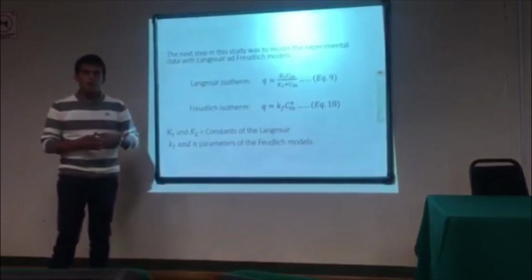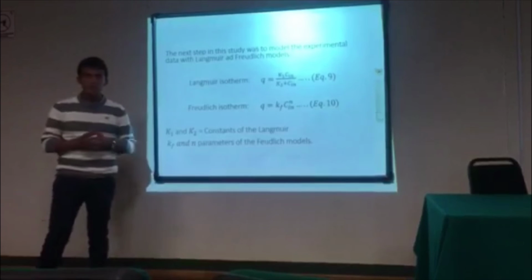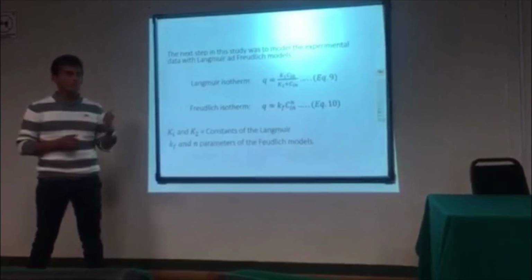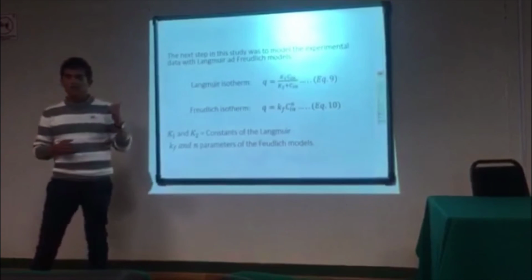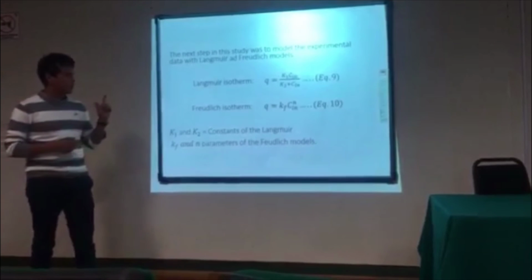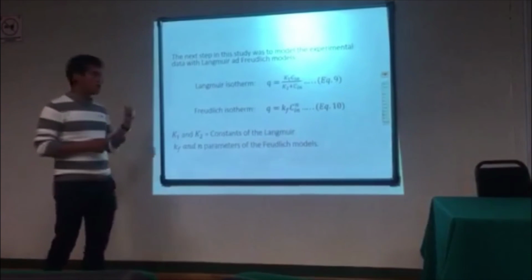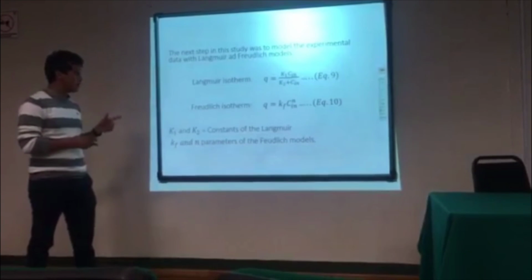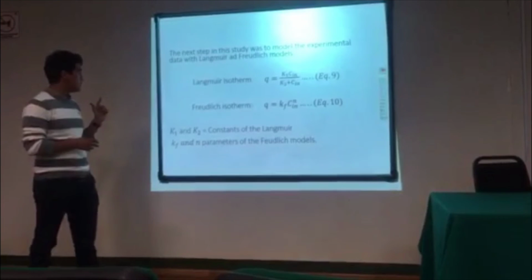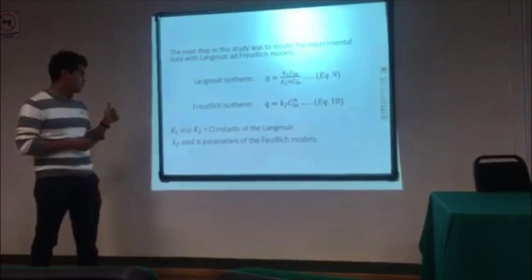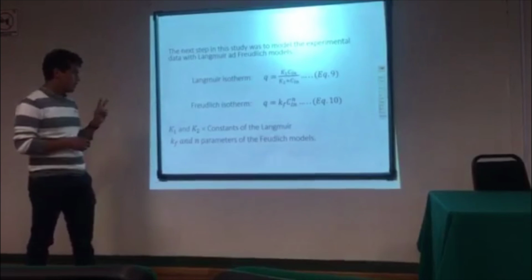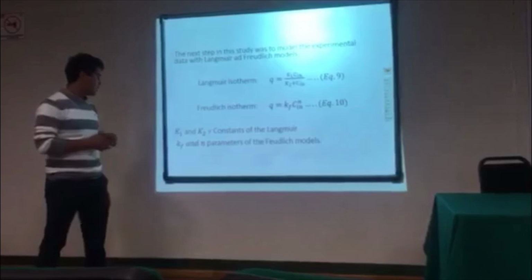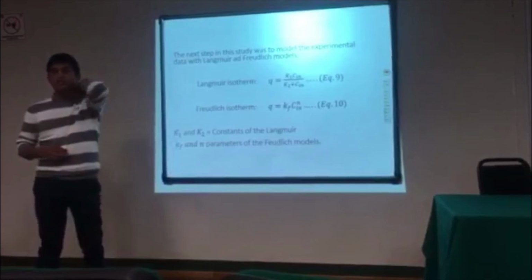In the next step, this study was to model the experimental data with Langmuir and Freundlich models. In the first one, we show the Langmuir isotherm, and this is the equation for this kind of isotherm. And the second equation is the Freundlich isotherm. And in both of these equations, K1 is the constant of Langmuir, and K2 is the constant of Langmuir as well. These constants are different. They have different values, and Kf and N are parameters of the Freundlich model only.